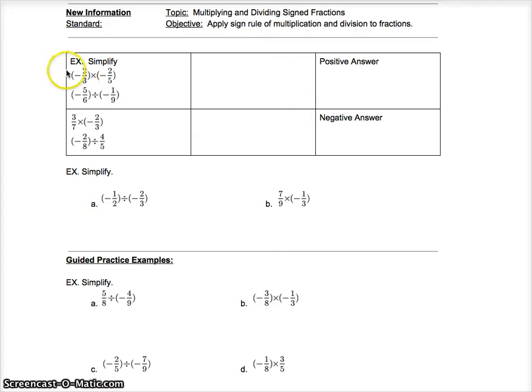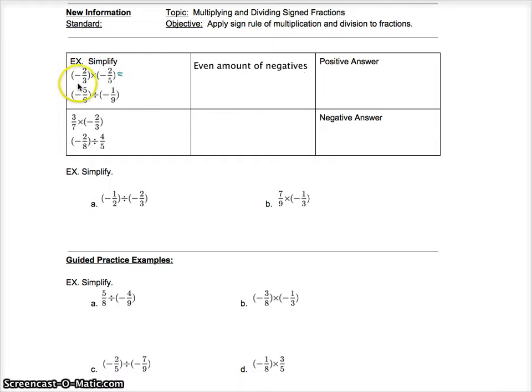First example, it asks us to simplify negative 2/3 times negative 2/5. So what we have to remember is the rule for when we multiply two negative numbers together. And let's check that rule out real quick. When I multiply two or more negative numbers together, I've got to make sure I have the right number of negatives to get a certain answer. So if I have an even amount of negative numbers, it's going to be a positive answer. Even is as even as in 2, 4, 6, 8, 10, etc.